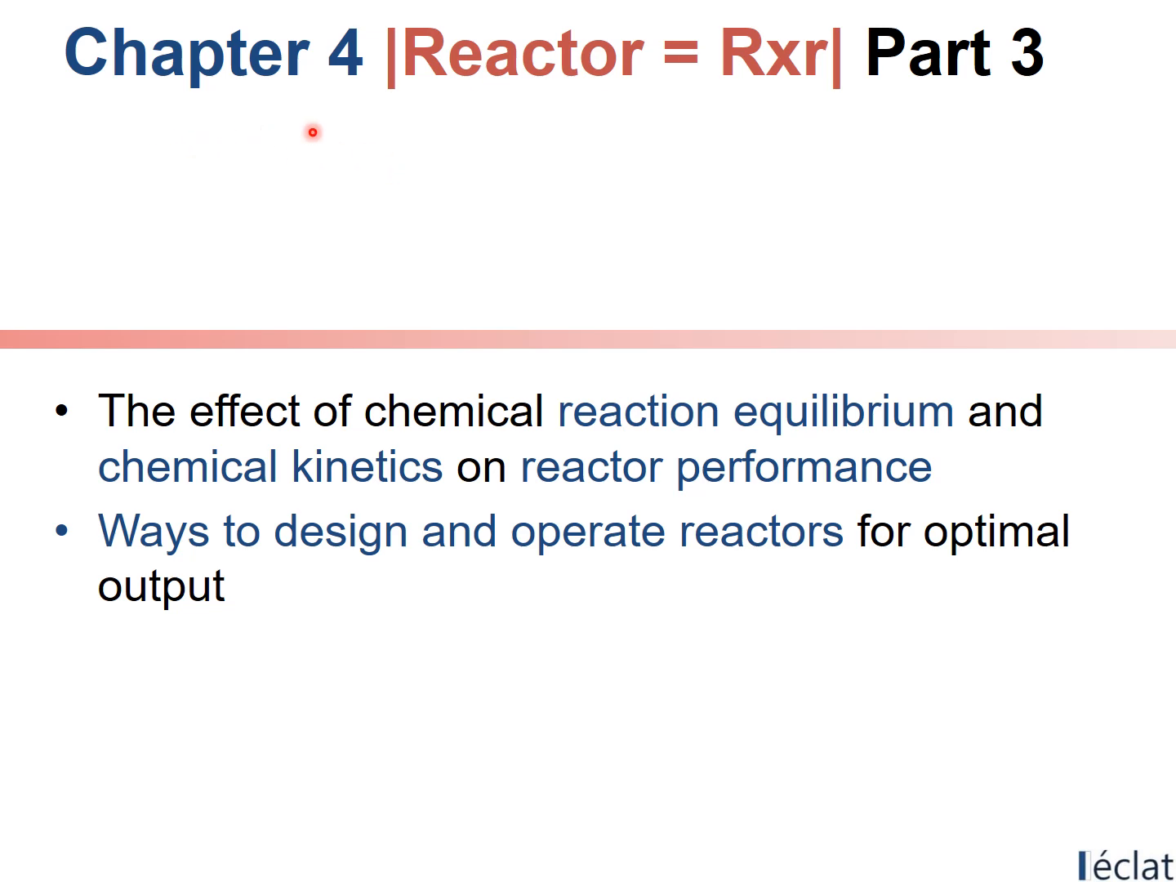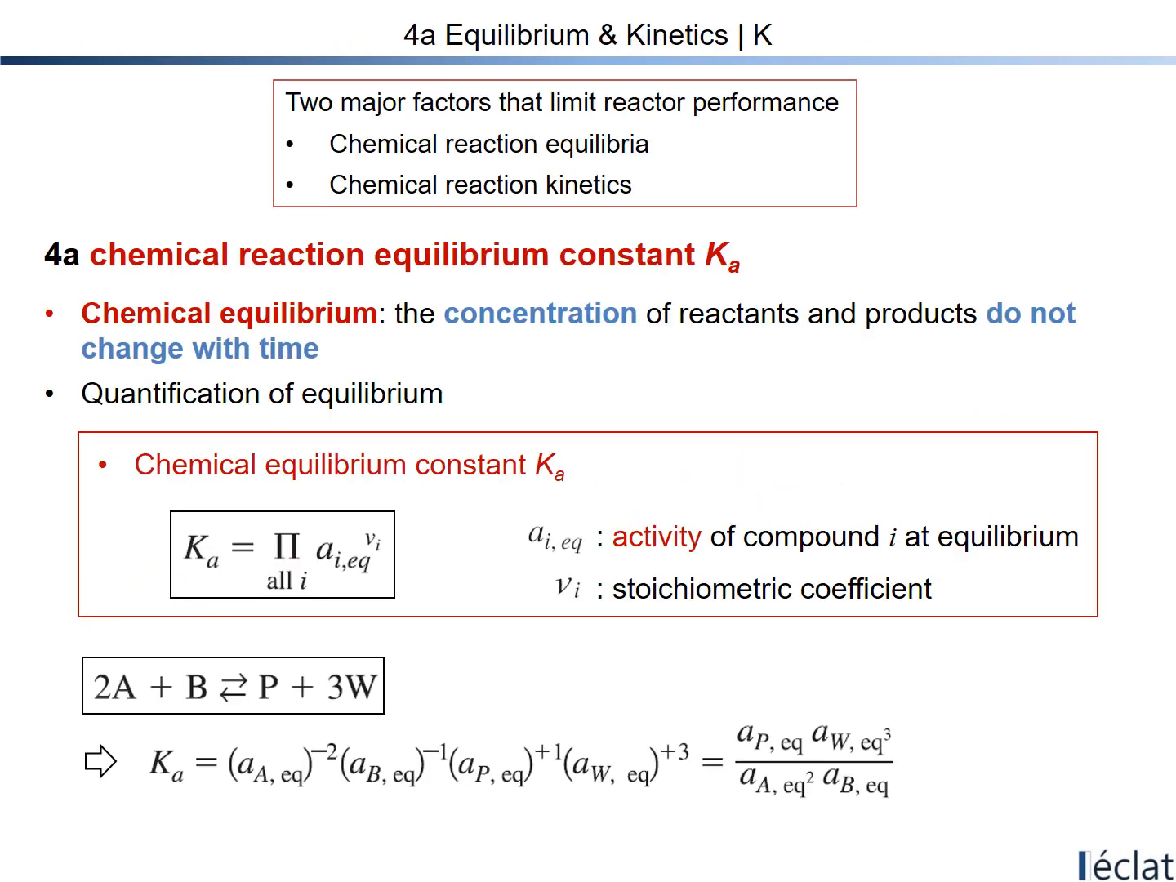Chapter 4, Part 3, which is about the effect of chemical reaction equilibrium plus chemical kinetics on reactor performances. Two major factors that limit reactor performances include: the first one is chemical reaction equilibrium. The second one is chemical reaction kinetics. Shortly, equilibrium, then kinetics. So let me start with the equilibrium.